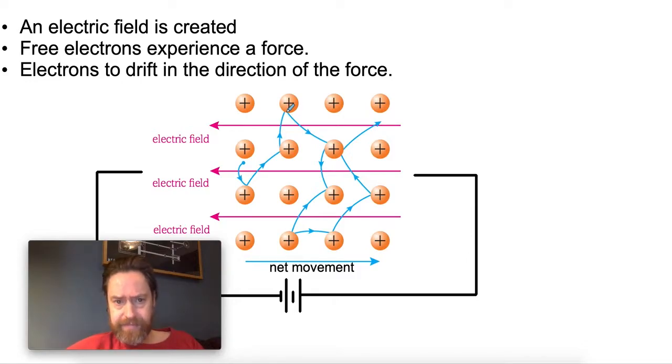So what happens is they don't zoom to the right, they drift to the right. And so you get an overall slight movement of these electrons. They drift along. And this overall velocity is called the drift velocity. So if I was you, I would sketch this and take note of these points.